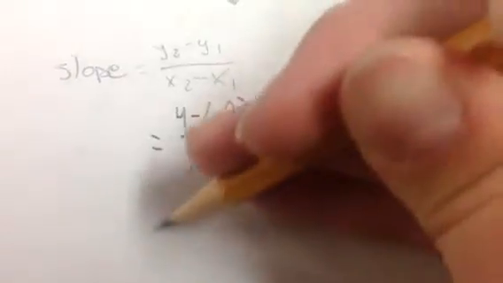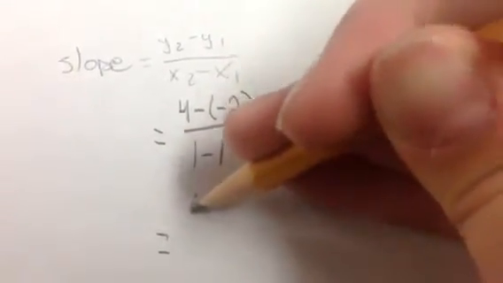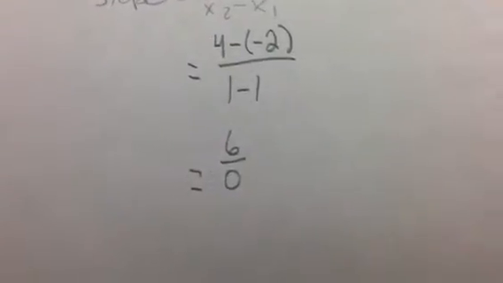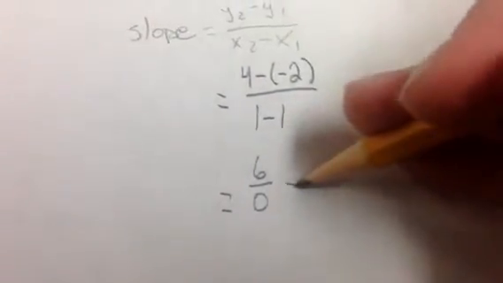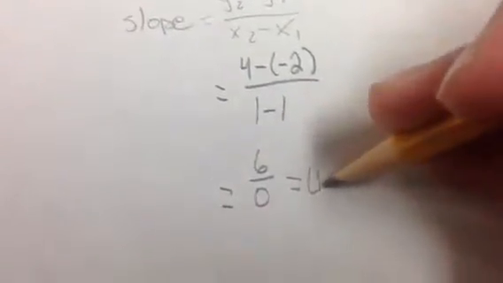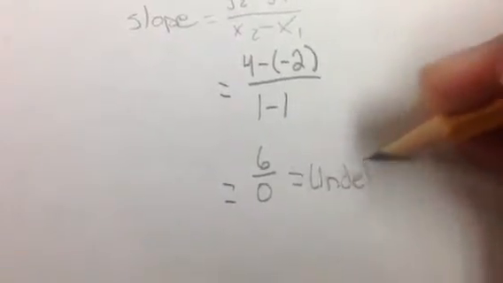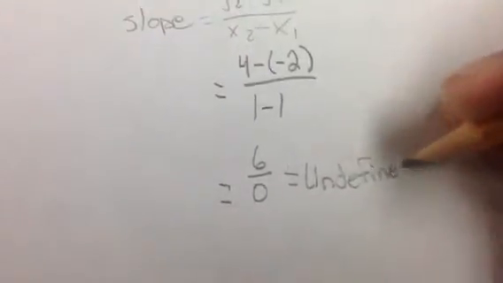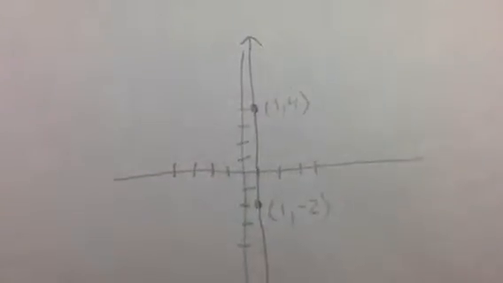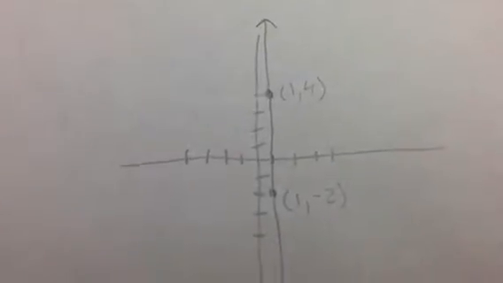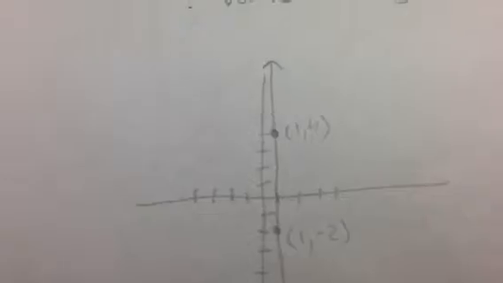So on the bottom we have 1 minus 1. This simplifies to 6 divided by 0. But no number can be divided by 0. So this means that this equation is undefined. So the slope is undefined. And that proves that this line is vertical, because when a slope is undefined, that means that the line's vertical. So this line is indeed vertical.